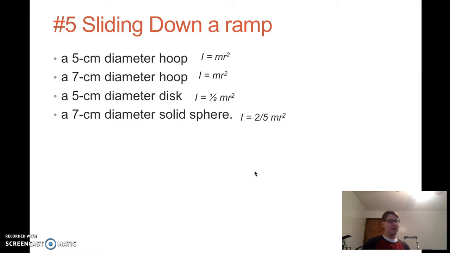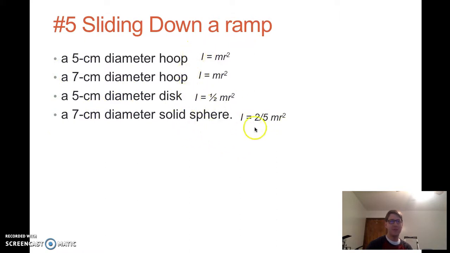Okay, question number 5. It gave you a list of things and it says, which is going to hit the ground first? Well, remember, the diameter of the hoops and the discs is irrelevant, because the only thing that affects how quickly an object rolls down the ramp, remember we did this on Wednesday or Thursday, is not its mass, not its radius, only its geometry. And so what I've done is I've put the moments of inertia of those 4 objects you were given here.